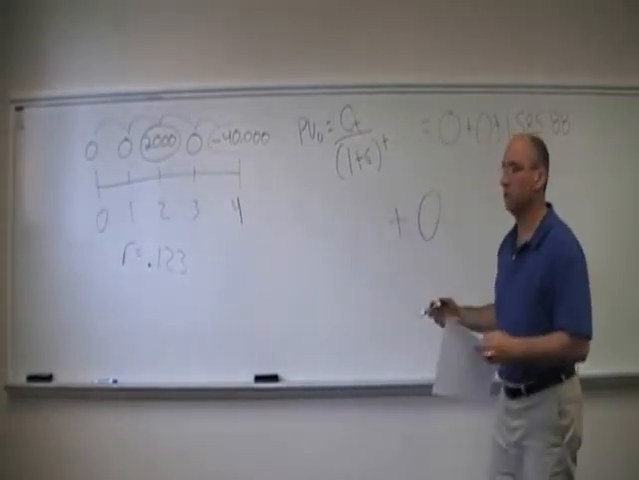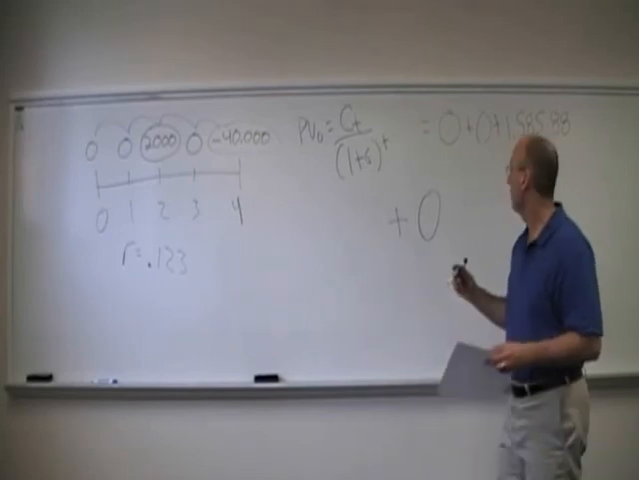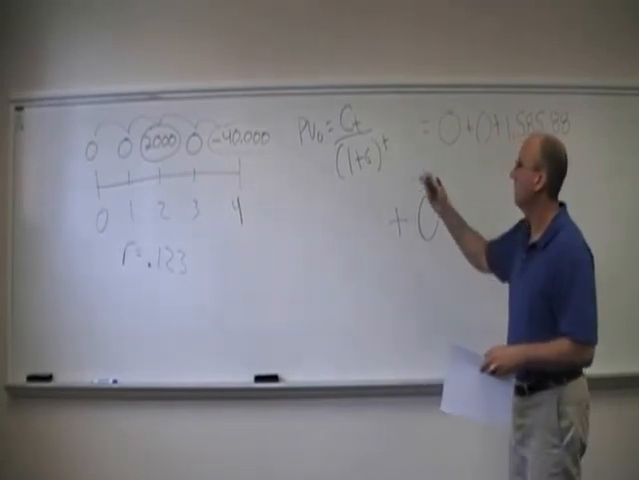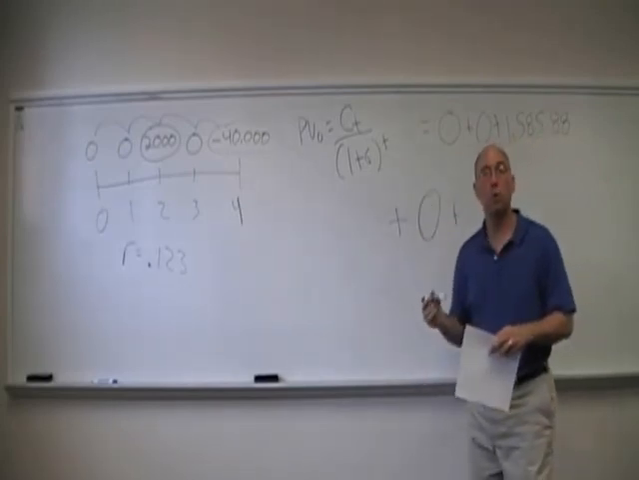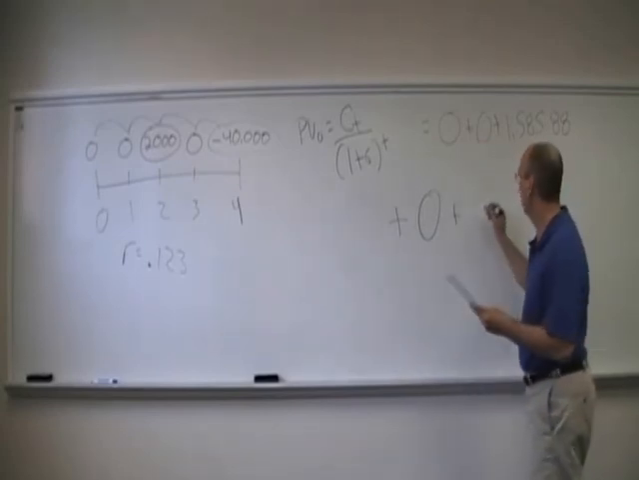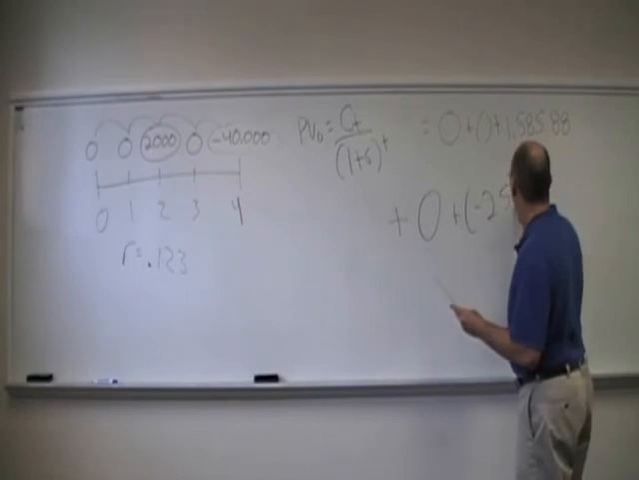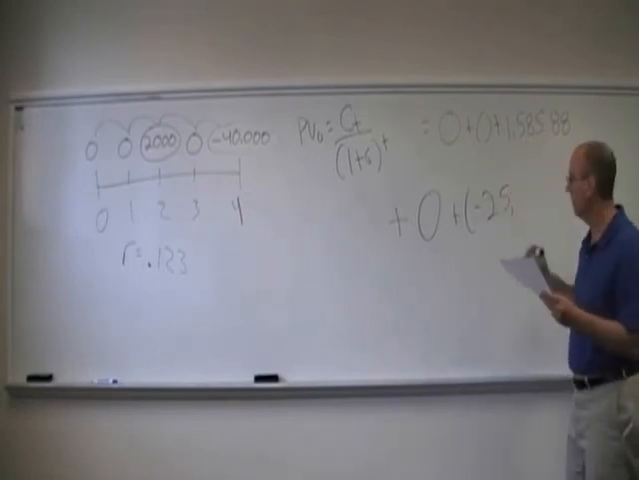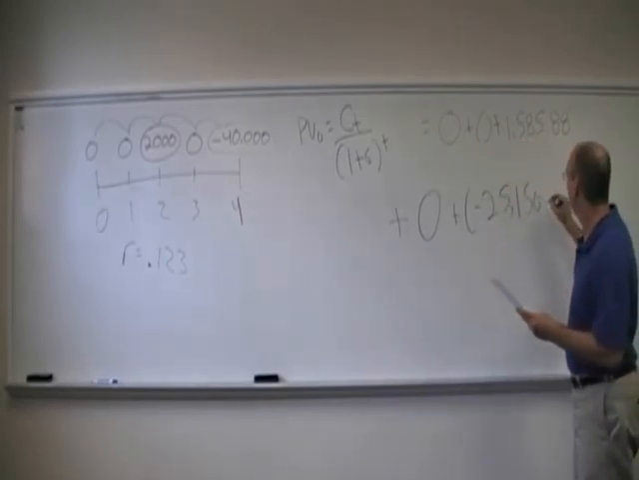Plus 0, because there's no cash flow in year 3, plus negative 40,000 over 1.123 to the fourth is equal to negative $25,150.17.